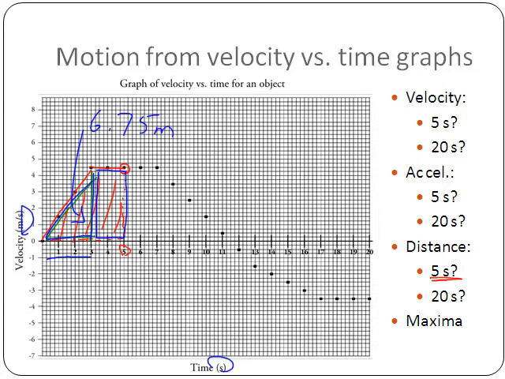So that's 6.75 meters. This section right down in here has a length of 2 seconds and a height of 4.5. So 2 times 4.5 is 9, and that has an area of 9 meters. Our total distance traveled so far would be 6.75 meters plus 9 meters, so 15.75 meters. 15.75 is what I get for that one. All right, so I got that just fine.